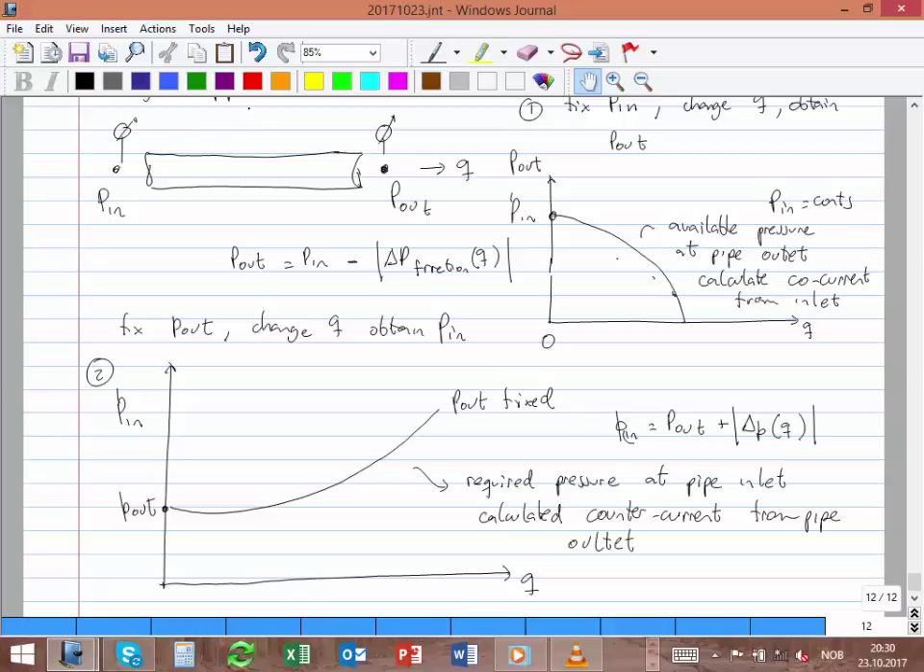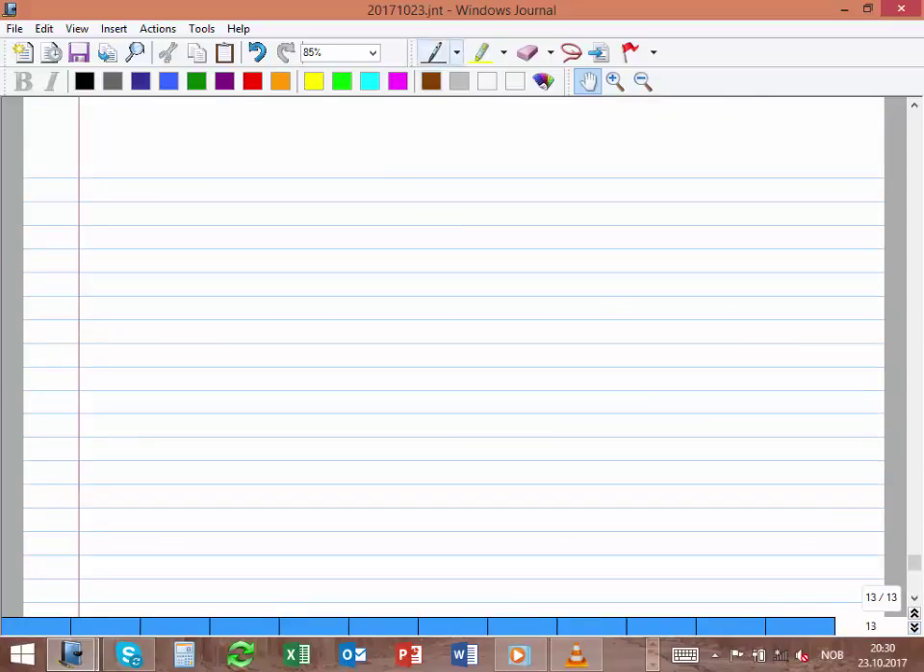Clear so far. And there is one third way that we can perform calculations that we're not going to talk about too much: give P in and P out, and calculate Q, right? I can also do that. But we're not going to use that too much. If I give the two pressures, I can calculate the rate.